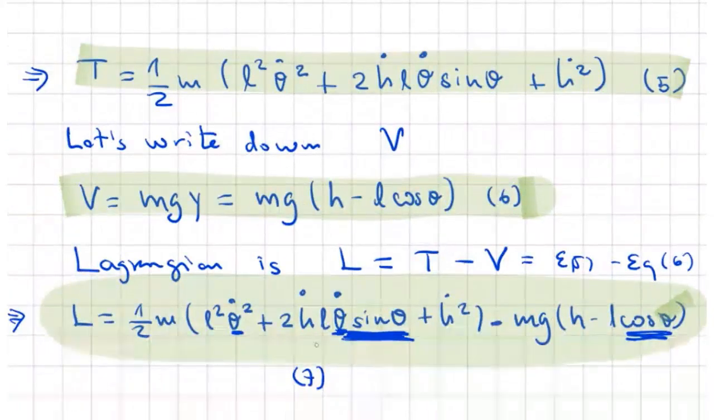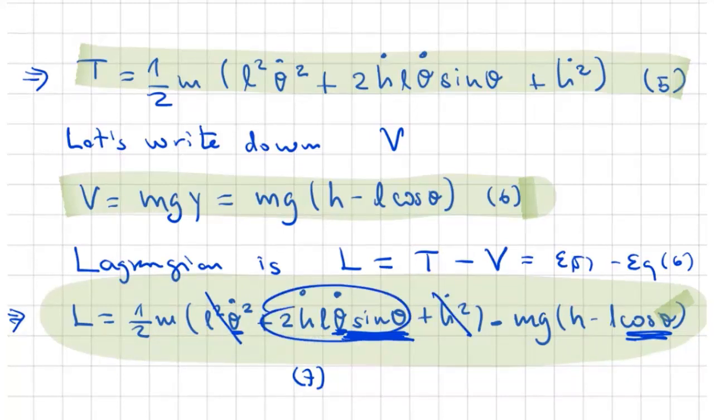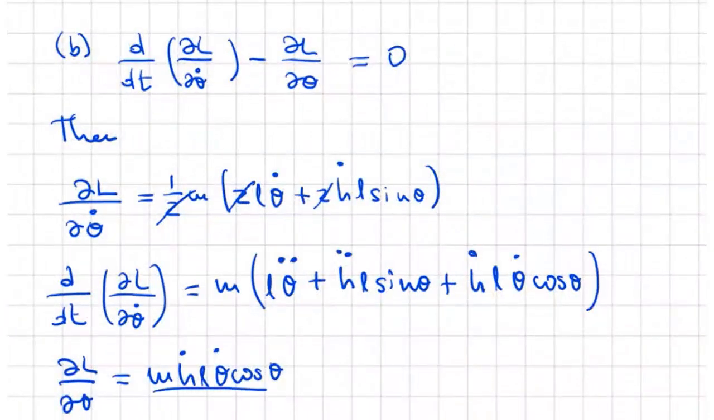This is 0. The derivative with respect to theta of this one is 0. Of this one is 0. So the only term that I have remaining is this one in the middle. But this 2 cancels with this 2. So I have m h dot L theta dot and sine of theta, but the derivative of sine of theta is cosine of theta. So that's what I got here.